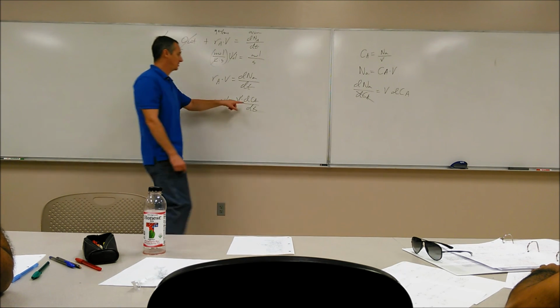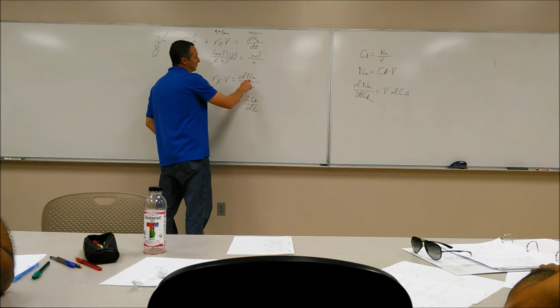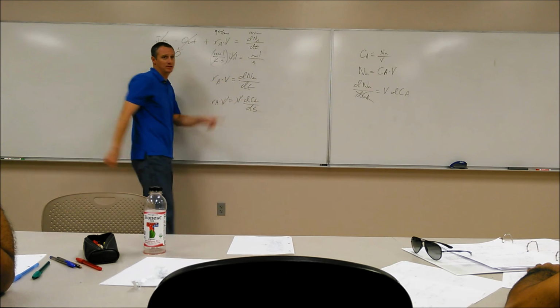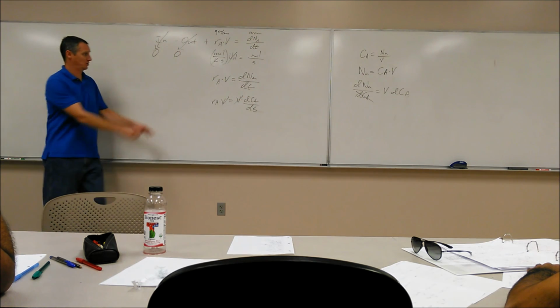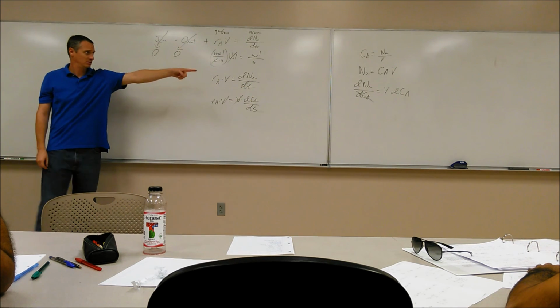If you notice, you said that NA equals CA times V. You're pulling a volume out of this and canceling it out with that one. That's really what you're doing. You're not absorbing this volume into the derivative.